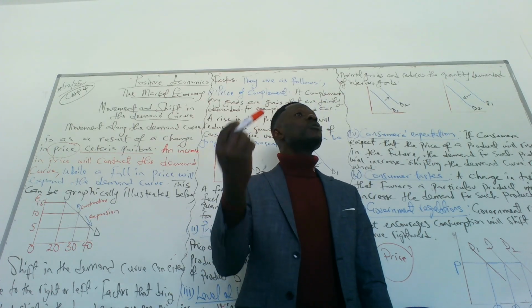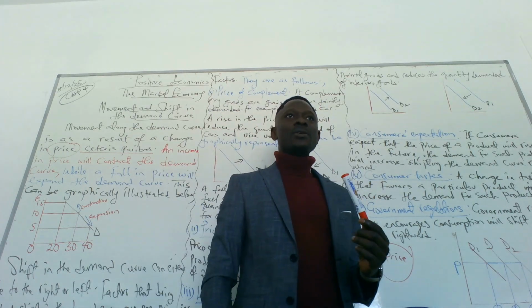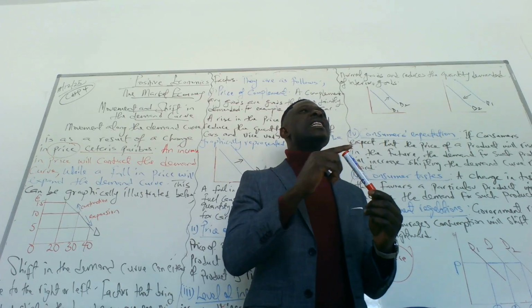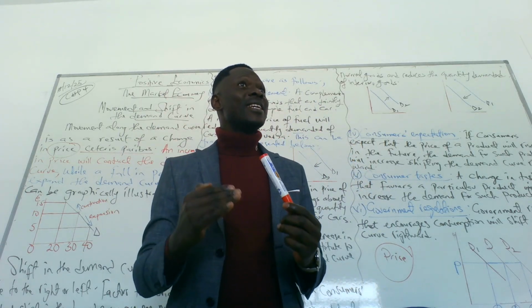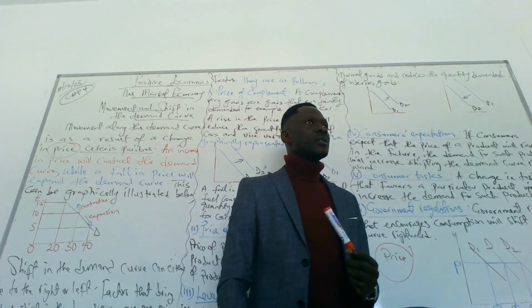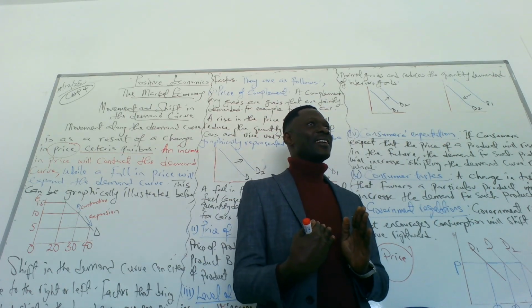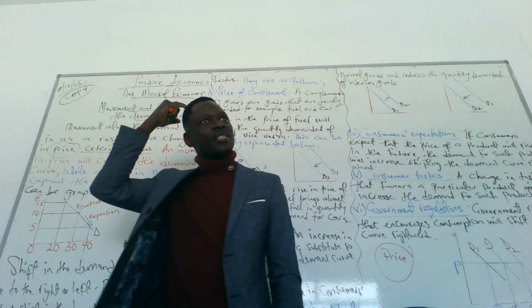So, what happens with price? Price can either increase or decrease. So, if it increases, there is a reaction from consumers. If it decreases, there's also a reaction from consumers. So, this reaction is what we have to put into a graph. Are we getting it? Yes.